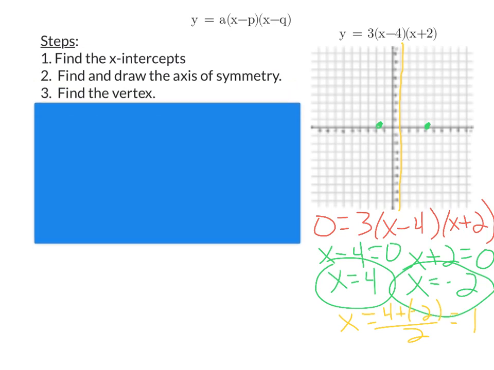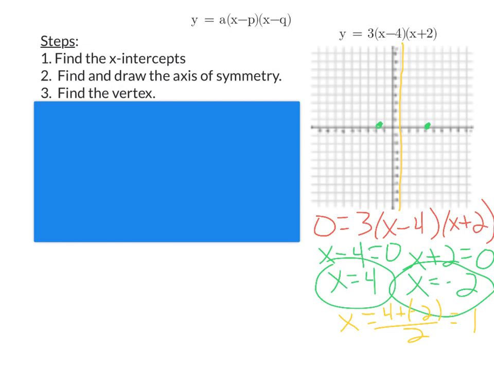Our third step is to find the vertex. Now the vertex is a point that lies on the axis of symmetry. So to find our vertex, I need to take my function and substitute in 1 for x and solve for y, and that will give me the point for my vertex.